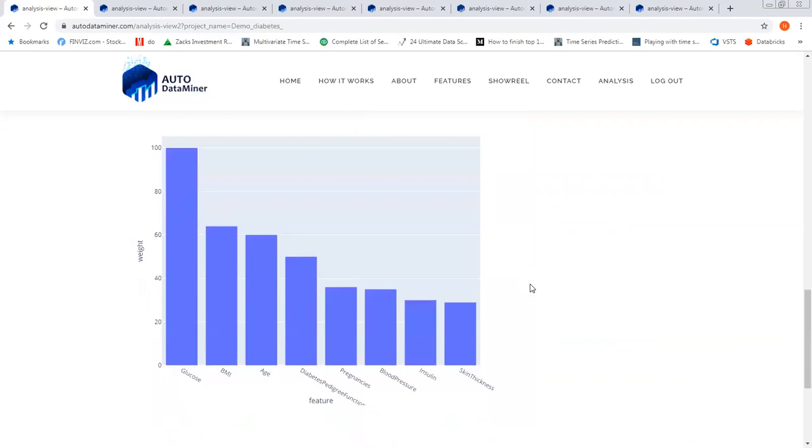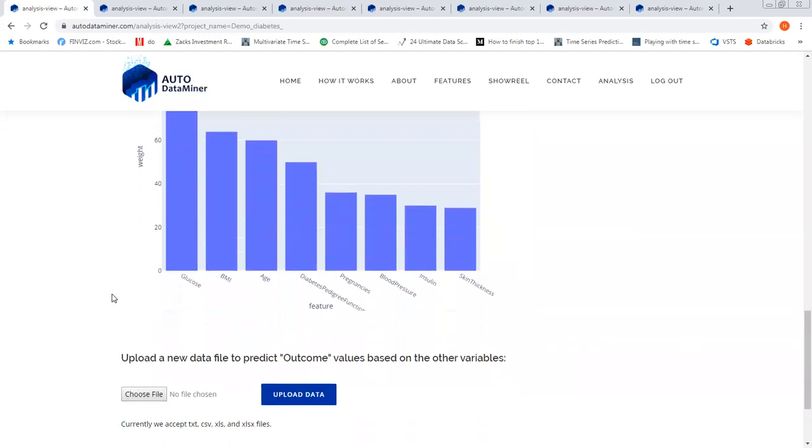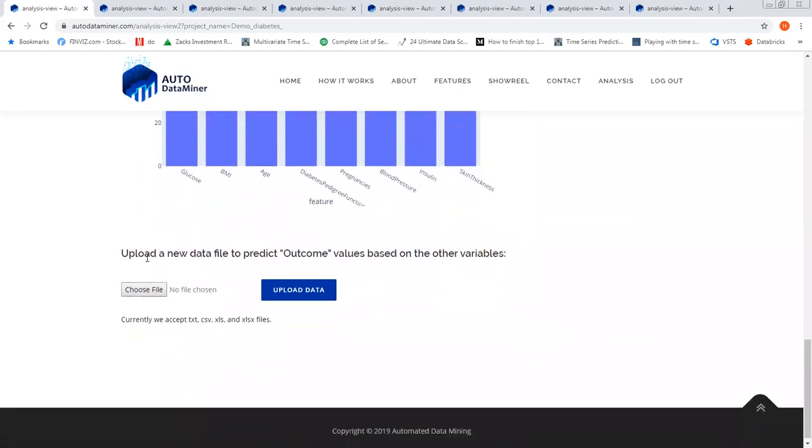When we are trying to predict the outcome, these features have the highest impact. For example, glucose has the highest impact when predicting whether someone has diabetes or not. The second one is BMI, the third one is age, and the last one is skin thickness. So if you're collecting data, make sure you collect glucose and BMI very carefully. Make sure your measures are right. And this next piece is also very important.